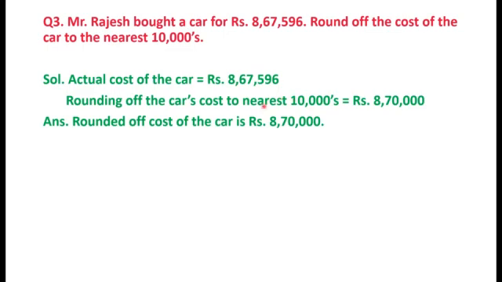So the same process we have to do. What is the value at the 10,000's place? That is 6. And the right hand side value is 7. 7 is greater than 5. So we will add 1 to 6 and replace all the values on the right hand side of 6 by 0. So when we added 1 to 6, we got 7, and we have replaced all the values at the right hand side by 0. So the rounded off cost of the car is rupees 8,70,000.